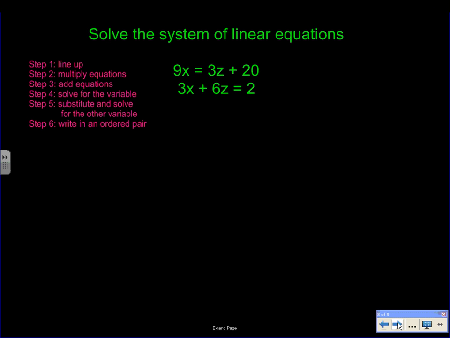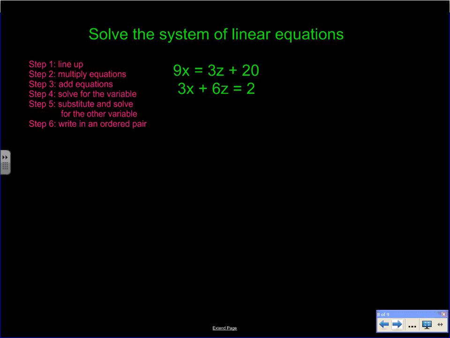All right, so first step, line up like terms. They are kind of lined up, right? You got to make sure you pay attention. We have 3x and 6z on the left side of the equal sign. On the left side of this equal sign, we only have 9x. So we got to make sure we put those together. We got to make sure we get that 3z over there somehow.